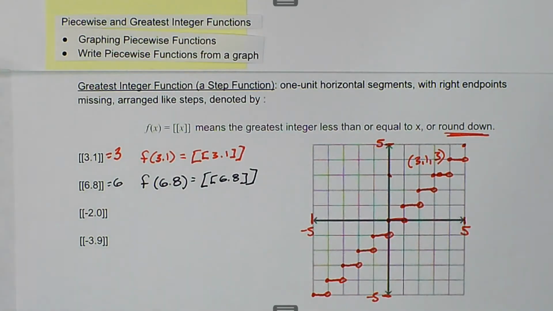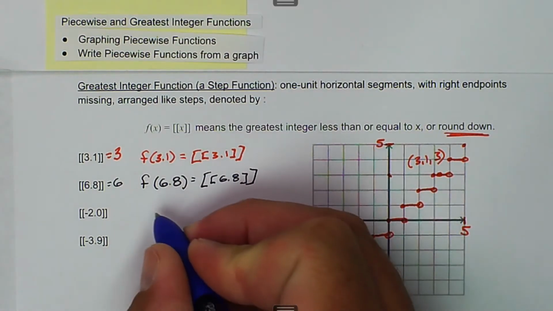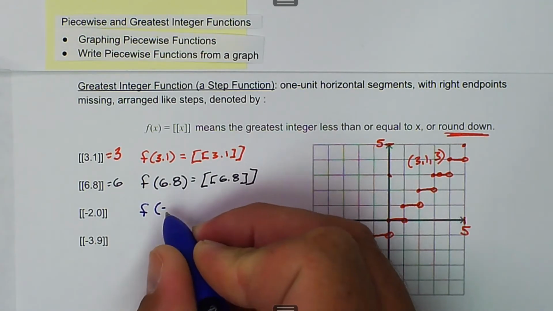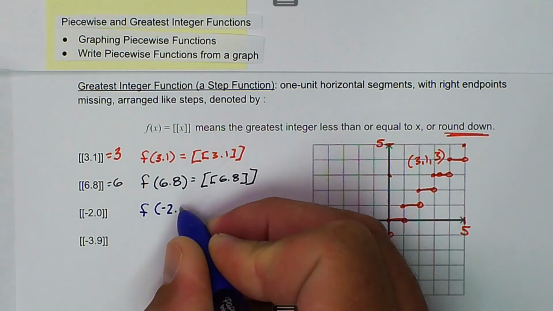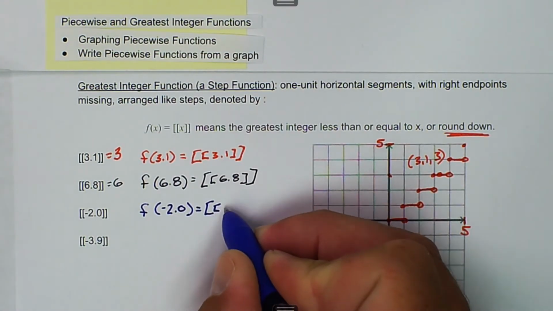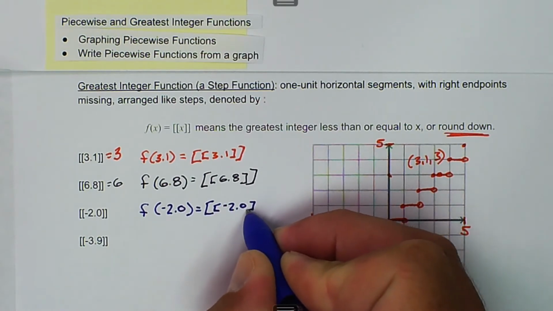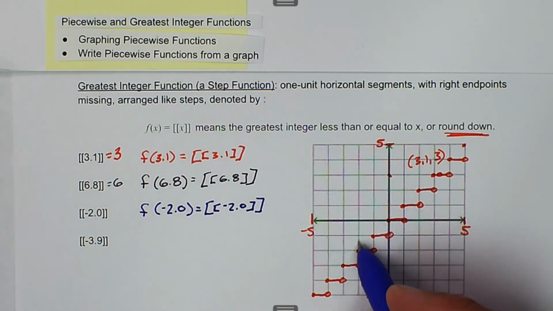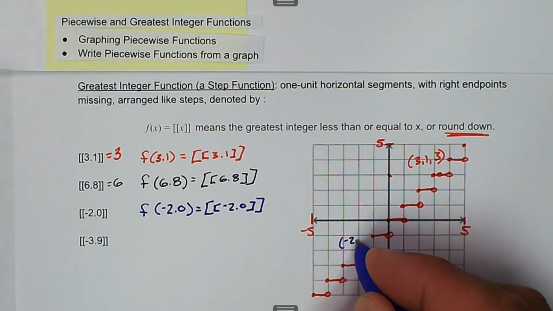The next one we come to is negative 2.0. So the function evaluated at negative 2. If I go to negative 2 and I go down, I see that there's a closed dot at negative 2, so that gives me the point negative 2, comma negative 2.